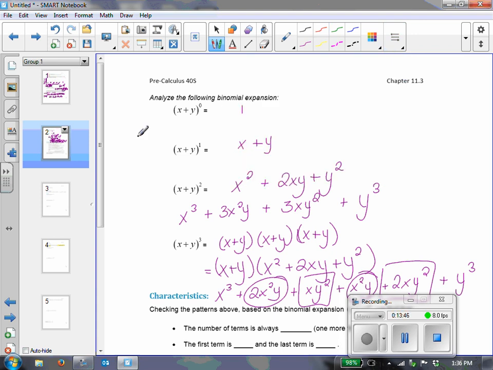So that's 1, that's pretty easy. What are the coefficients on x and y? 1. 1 and 1. What are the coefficients here? 1. 1. 2. 1. Talk about the coefficients here. 1. 3. Okay, flip back to page 1, look at your triangle.